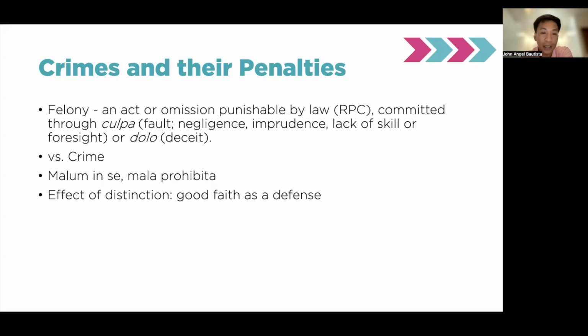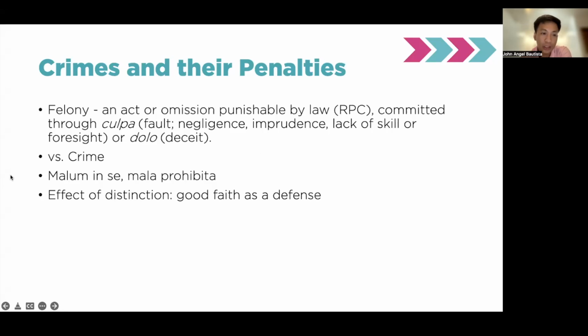So a felony can either be an act or omission committed through culpa, which is usually unintentional but you have fault. For example, you made a mistake. You have negligence, you were careless. Imprudence, you were not prudent, not alert. You have lack of skill, or lack of foresight, you did not anticipate. That is culpa. Or it could also be dolo. Dolo is with malice or deceit. You really intended it. Okay?